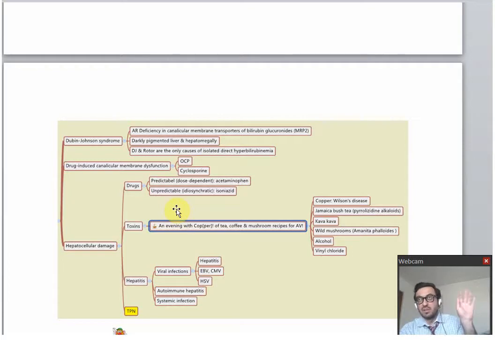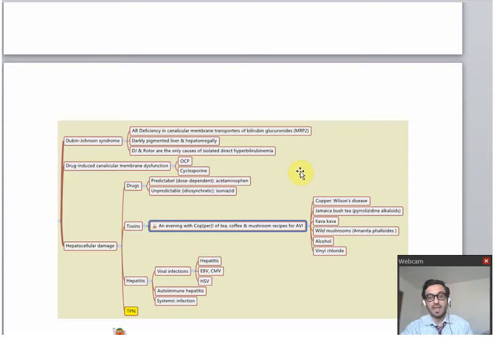We are talking about the drugs that can impair the function of the MRP2 canalicular membrane transporter of bilirubin glucuronide, and that includes OCP and cyclosporin. But then, what are the famous drugs that are just general hepatocellular toxins? These drugs are categorized into two groups. One group can cause hepatotoxicity in a predictable or dose-dependent fashion, and that includes the famous acetaminophen. And then we have a group that is idiosyncratic, unpredictable, or not dose-dependent, and that is isoniazid.